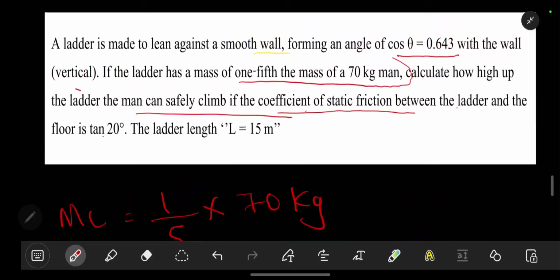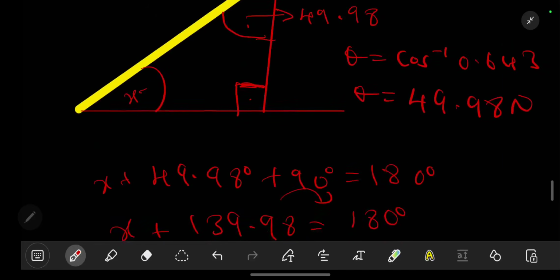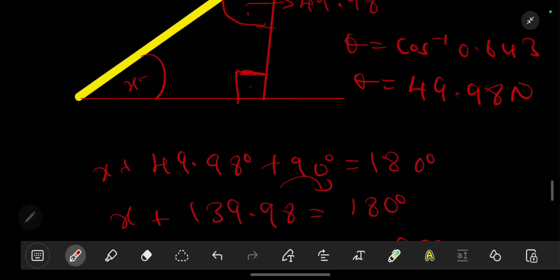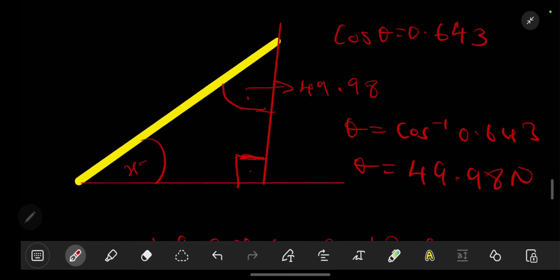Mu s, according to this, is between the ladder and the floor. Calculate how high up the man can climb. If the coefficient of static friction between the ladder and the man is tan of 20, and tan of 20 was found to be 0. We found it to be 0.